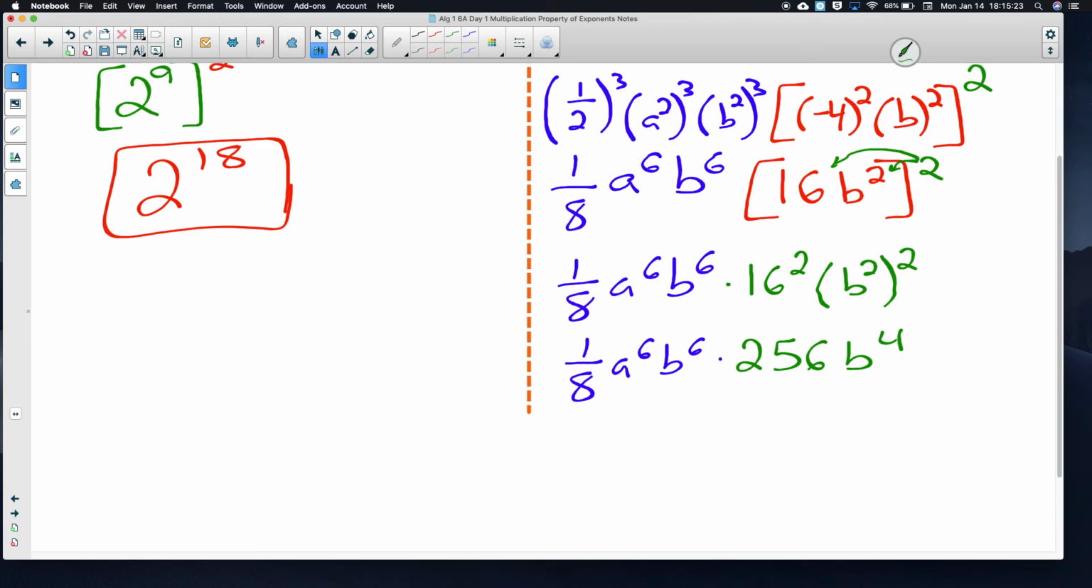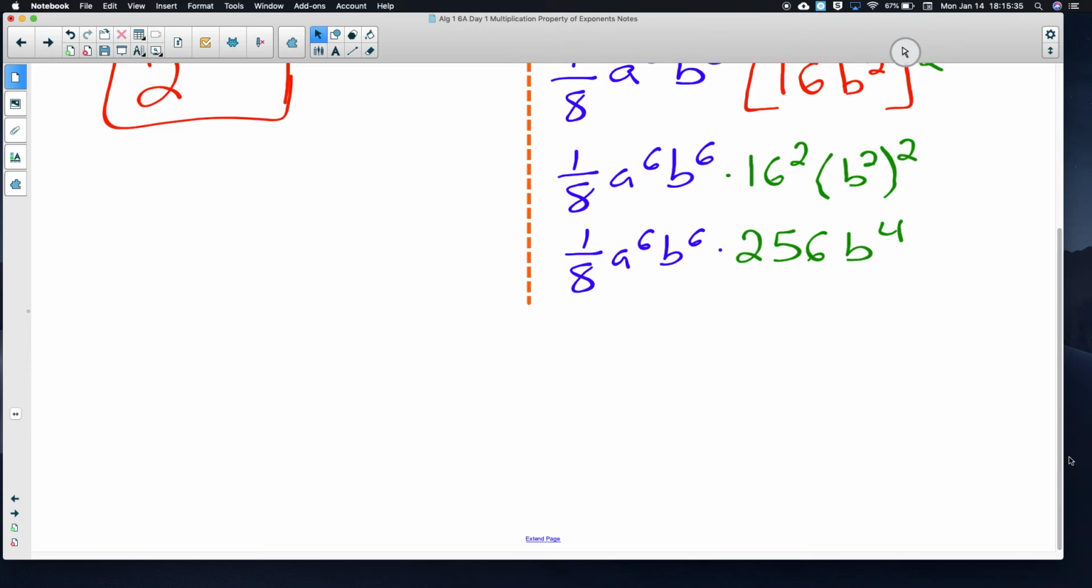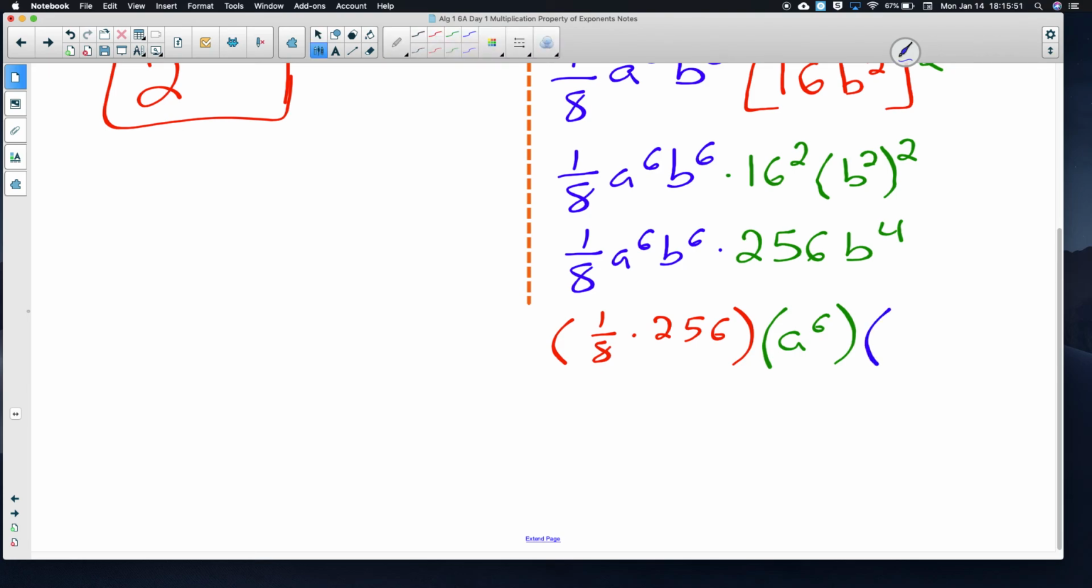Now, that was all the hard work. Now what we're looking at is a problem similar to what we did a couple minutes ago. I'm going to group the numbers, the a's, and the b's together. If I look at the numbers, I've got 1/8 times 256. If I look at the a's, I've got a to the 6th all by its lonesome. And then if I look at the b's, I've got b to the 6th, b to the 4th. So going back to the numbers, 1/8 times 256. I'm going to use my calculator, and I get that to be 32.